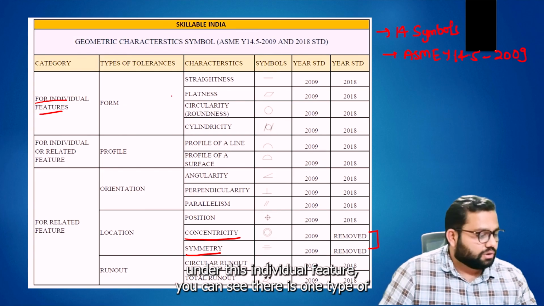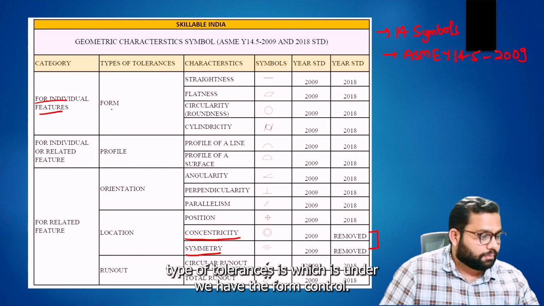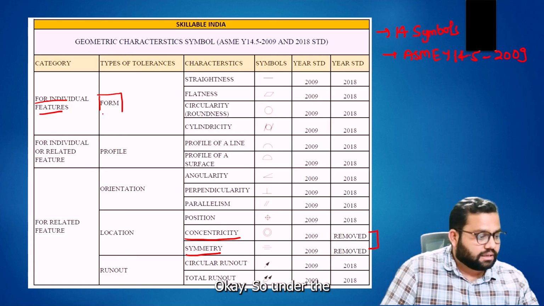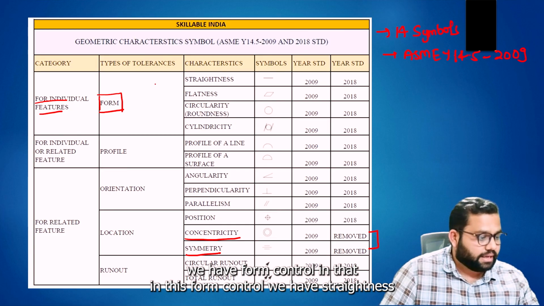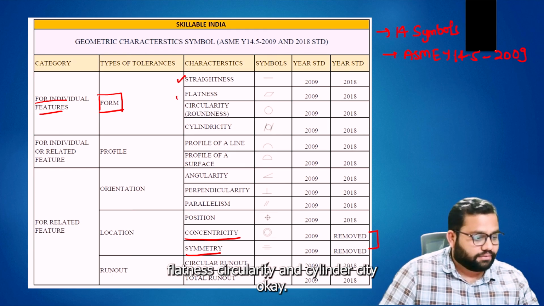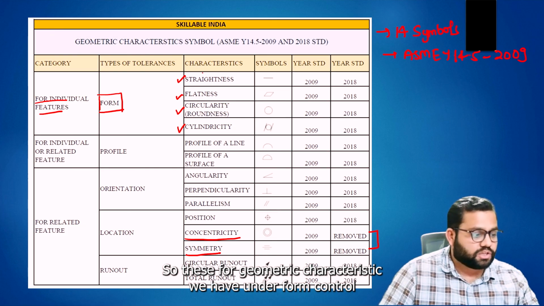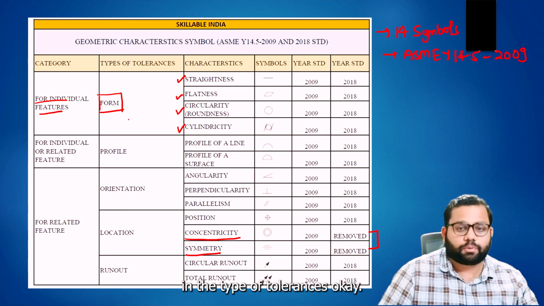Under this individual feature, there is one type of tolerance, which is form control. In this form control we have straightness, flatness, circularity, and cylindricity. So these four geometric characteristics we have under form control in the types of tolerances.